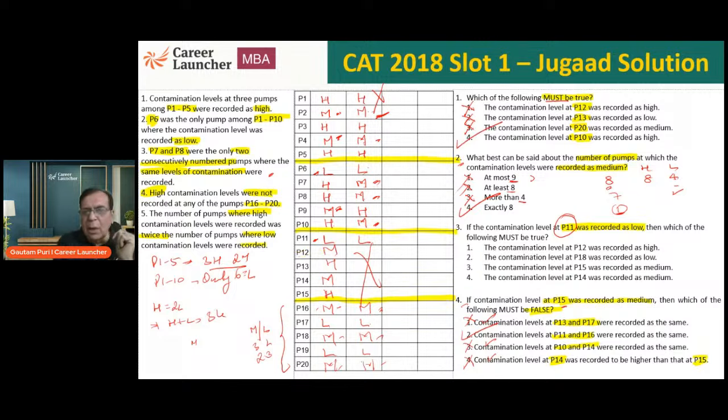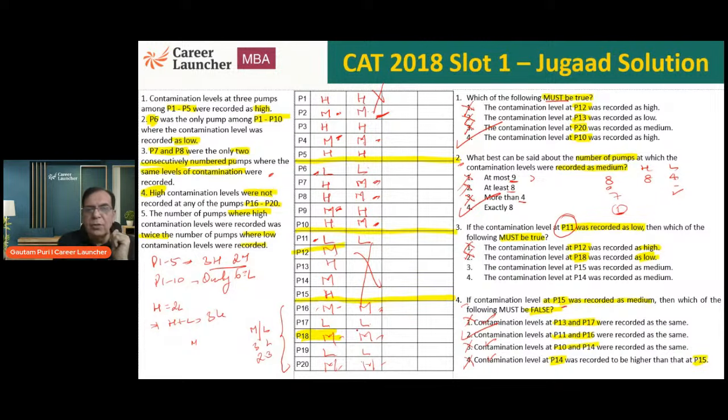चलो, आगे चलते हैं. Now look at question number 3. The contamination level at P12 was recorded as high. We are looking for must be true. That means P12 for us is medium in this particular case. That means statement 1 cannot be the answer. Statement 2, contamination level at P18 was low. P18 should be low. P18 is medium.